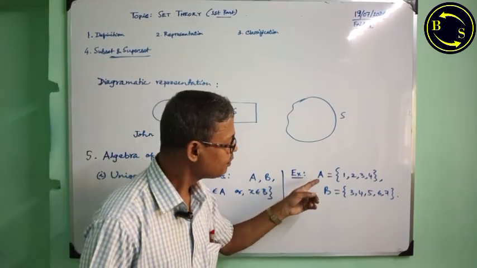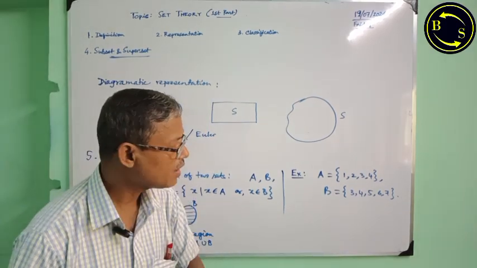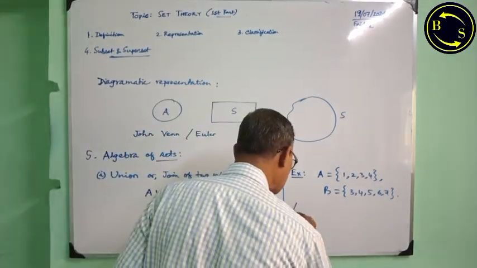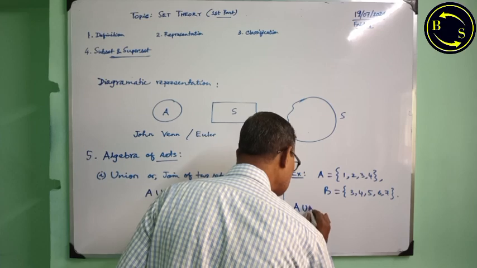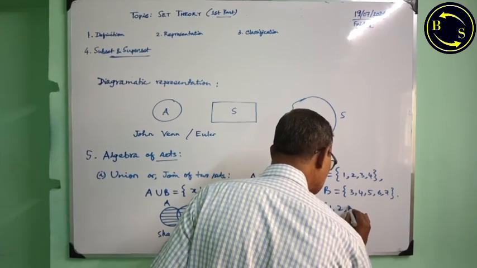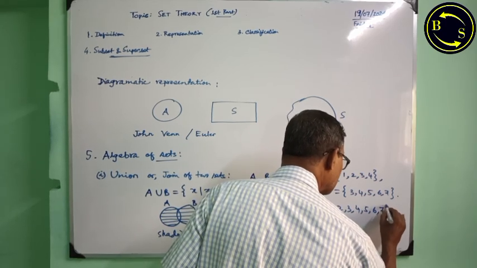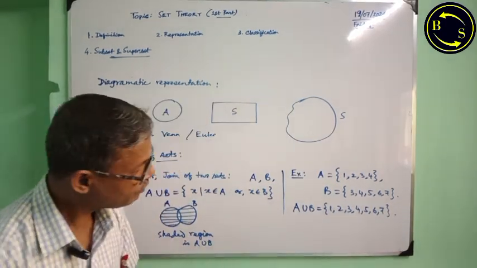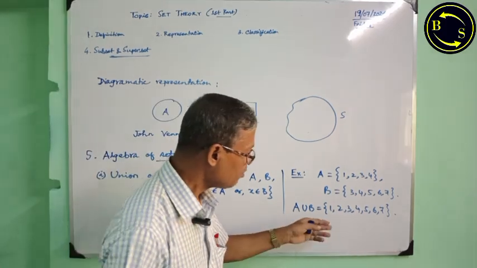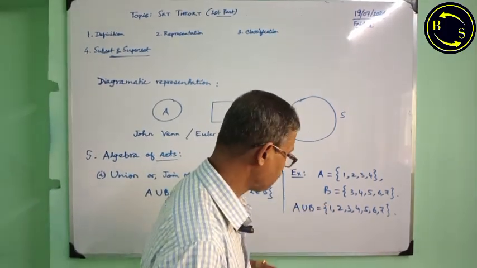Set A has members 1, 2, 3, 4. Set B has members 3, 4, 5, 6, 7. Then what will be A union B? The set of 1, 2, 3, 4, 5, 6, 7. That means members either belong to A or B or both.